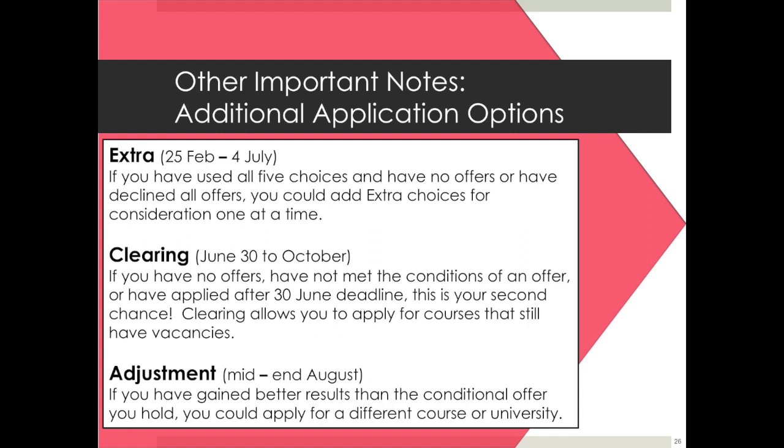So a quick look into extra, clearing and adjustment. So again, these would be after you have done your application and after you have started getting your grades and you've got a better idea of your admission chances. If you used all of your 5 choices and have no offers, or you've declined all your offers, you could use extra for consideration at one time.